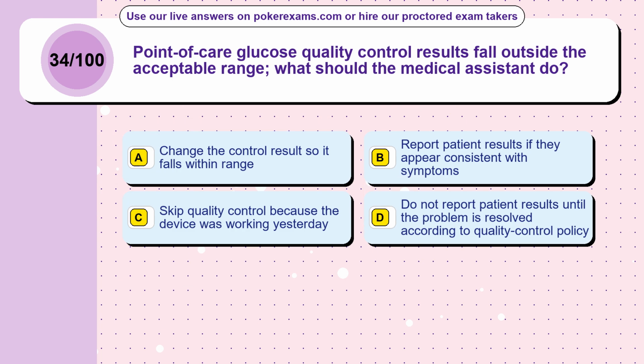Question 34. Point-of-care glucose quality control results fall outside the acceptable range. What should the medical assistant do? Option A.